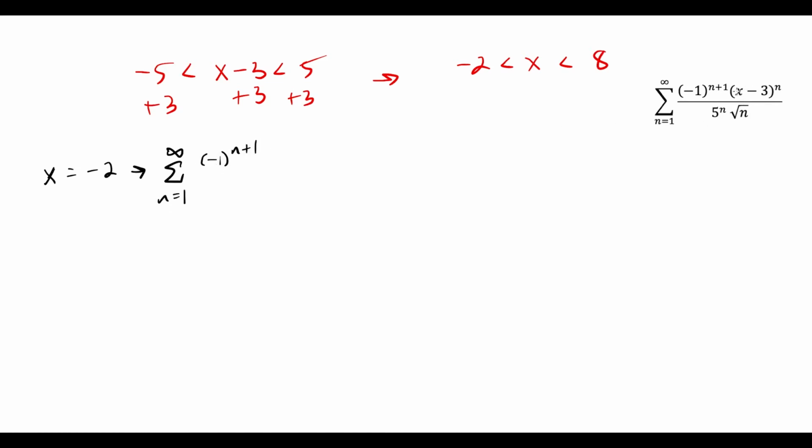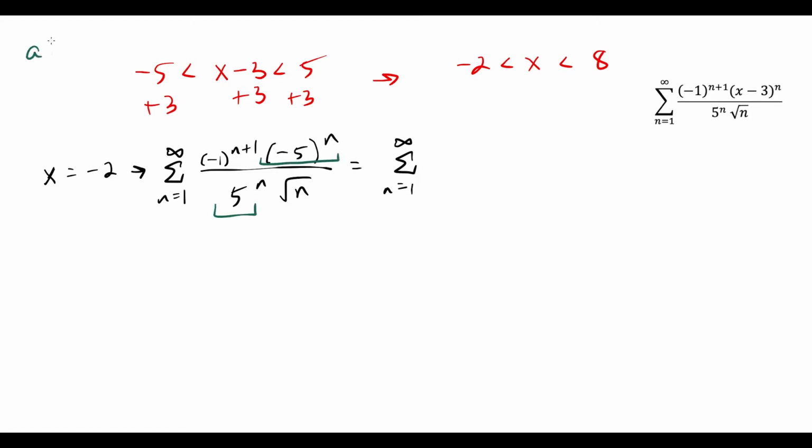But now we're replacing x with negative 2, and that's going to give us negative 2 minus 3, which is negative 5 to the n power over, and we're going to have 5 to the n power on bottom times the square root of n. So now we just have to do a little bit of algebra here. And what I notice right away is these two terms, negative 5 to the n over 5 to the n.